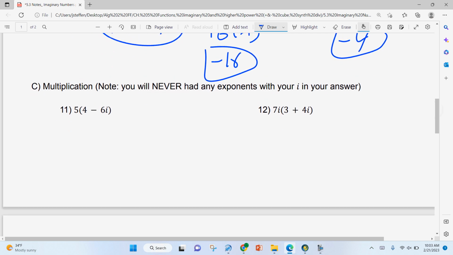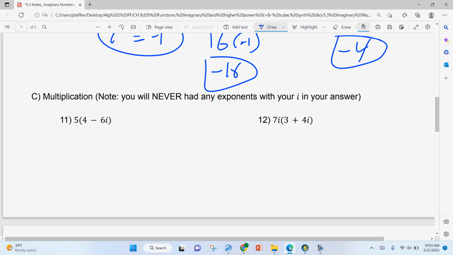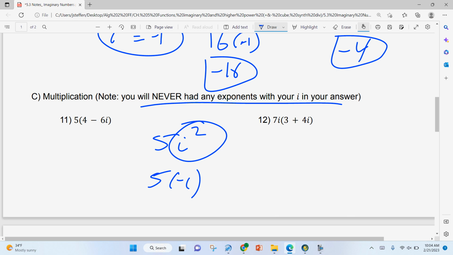So, one big thing with this one. You'll never have any exponents on your i in an answer, because if you ever do, you can reduce it. So for instance, if you ever have an answer that has a 5i squared, you substitute that i squared with negative 1. We will not go into anything that's above i squared.